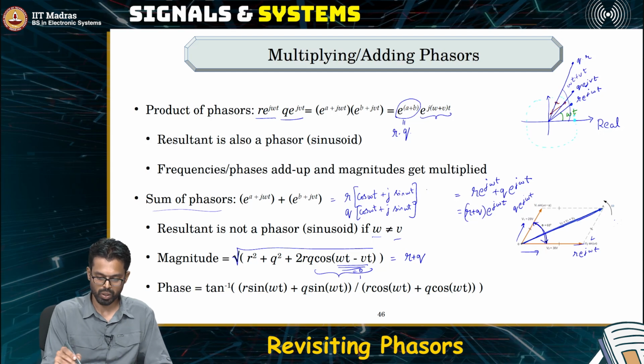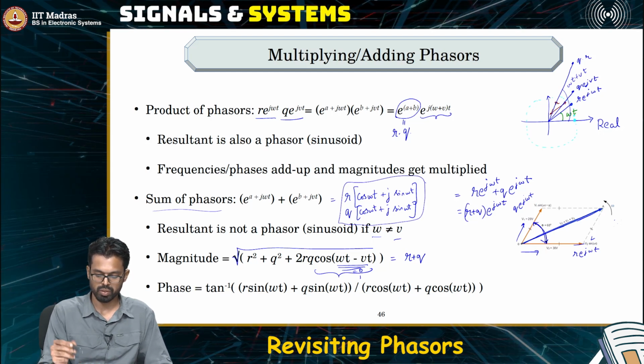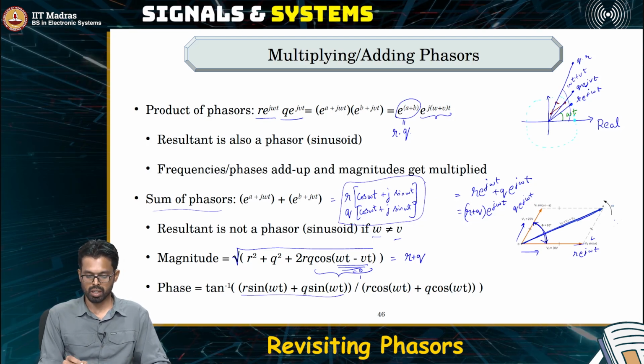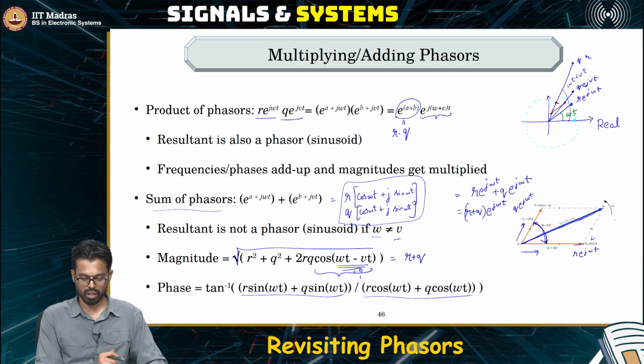So what is the phase if they are different? Once again, you can use the same thing here. You have to take the imaginary part and put it in the numerator, take the real part, and find their ratio.